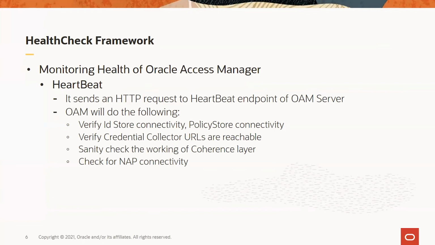Basically, the heartbeat is exposed at a URL for the managed server, and it works in the following way, validating the ID store connectivity, policy store connectivity, or credential collector URL, sanity check on coherence layer, and check for NAP connectivity. If any of these checks is not functioning as expected, the heartbeat endpoint will return an HTTP error code. In normal cases, it returns an HTTP 200 or a blank page.